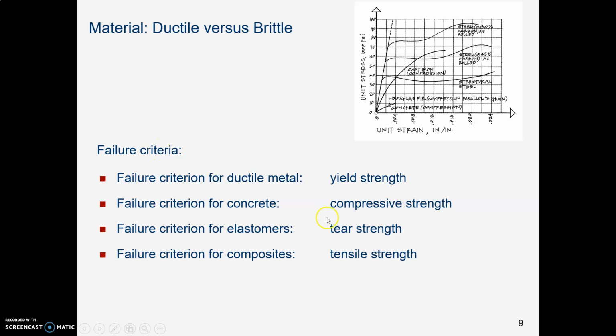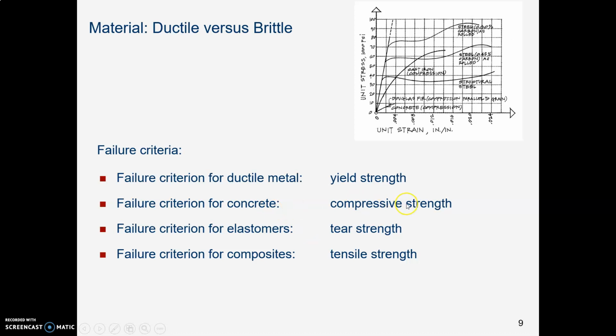So the criteria for these kinds of materials: for a ductile material such as mild steel, we consider the yield point to be the failure point, don't we? So once it has yielded, it is no longer functioning as intended. It has failed, even though it hasn't broken yet.